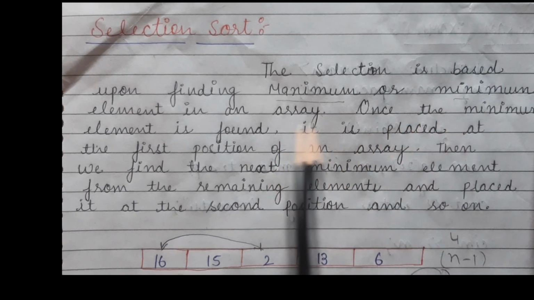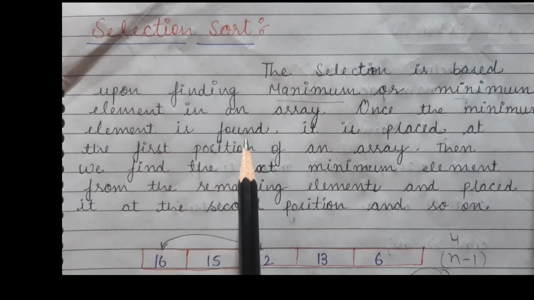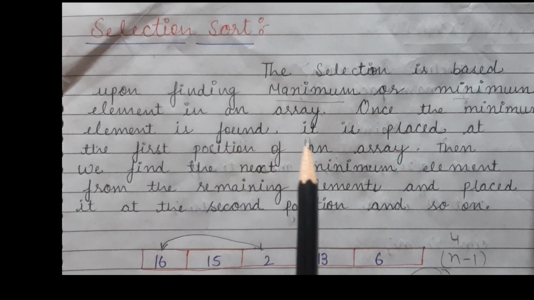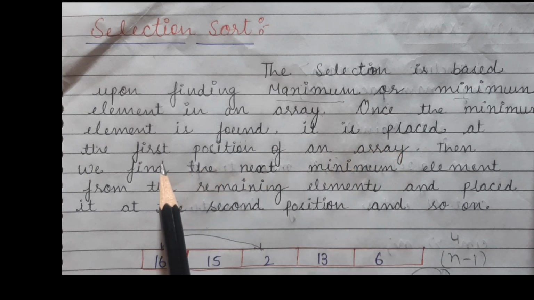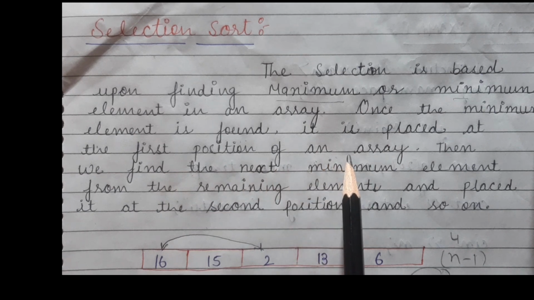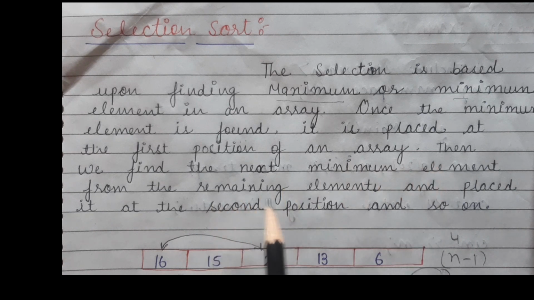So first we find the minimum element in the array. If the minimum element is found, then we swap that minimum element with the first position of an array, that is at 0 index. After that, from the remaining elements, again we find the next smallest element and swap that minimum element with the second position and so on. Now I discuss this by example.